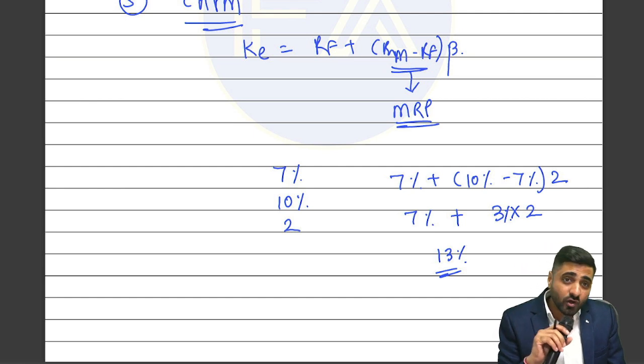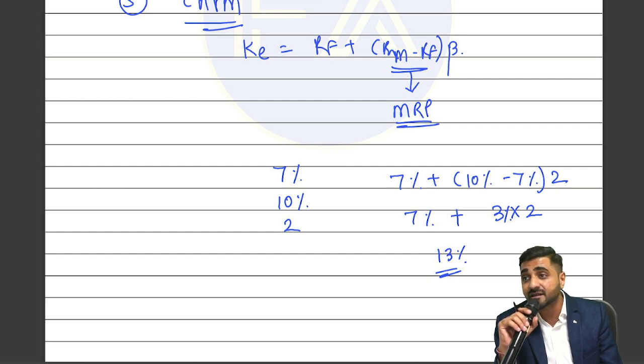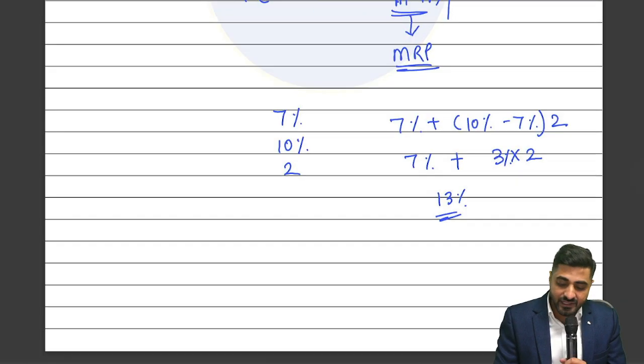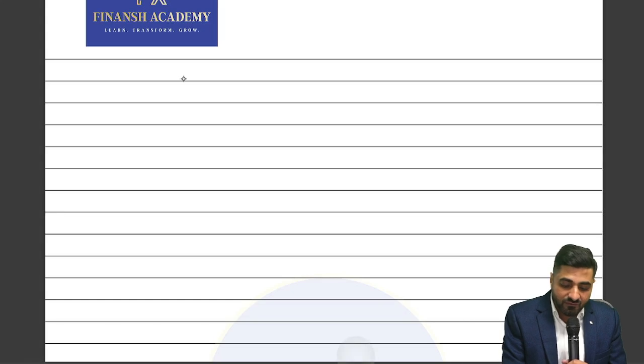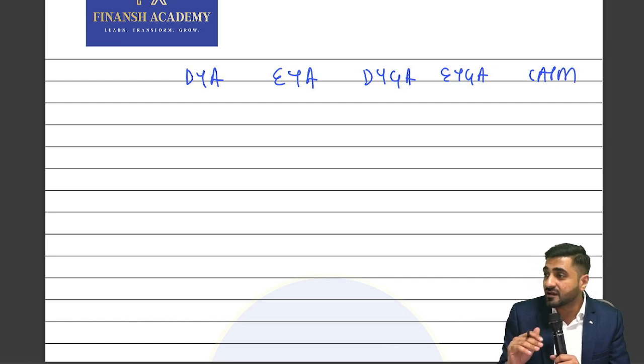Then to understand cost of equity, we understood that cost of equity is always calculated from the equity shareholders' perspective. And whatever is the equity shareholders' perspective, that is nothing but the cost for the company. So how will you calculate your KE? For KE, we have the dividend yield approach, earning yield approach, dividend yield growth approach, earning yield growth approach, and CAPM.